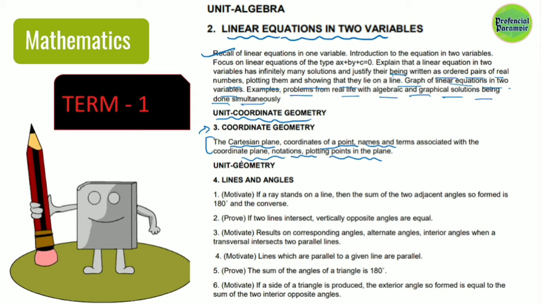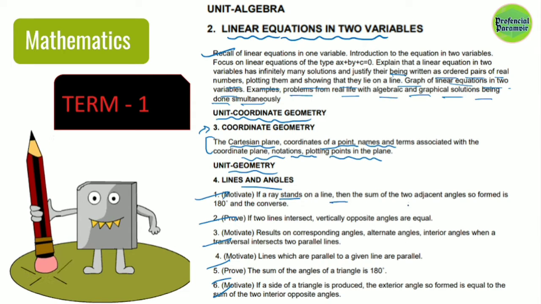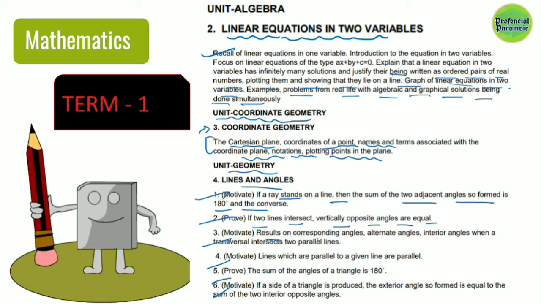Then from unit geometry we are having lines and angles. From lines and angles, these topics are going to come: if a ray stands on a line, then the sum of two adjacent angles so formed is 180 and the converse. Proof: if two lines intersect, vertically opposite angles are equal. Results on corresponding angles, alternate angles, interior angles when a transversal intersects two parallel lines. Lines which are parallel to a given line are parallel.